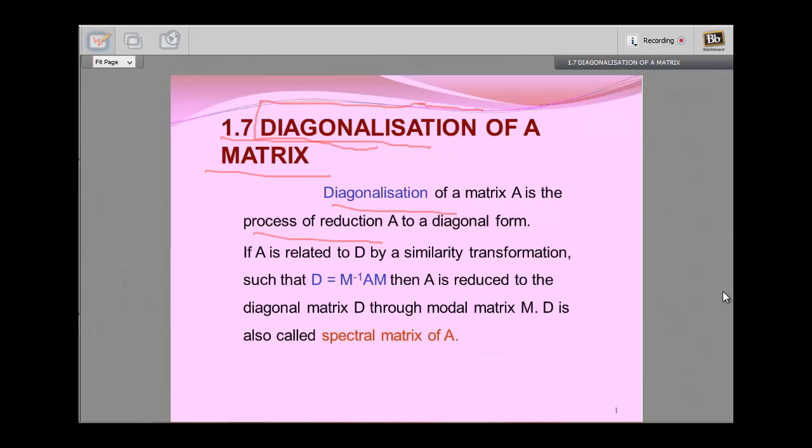If A is related to D by a similarity transformation such that D is equal to M inverse AM. In my face-to-face class, I wrote D equal to M inverse AM in a different form, so don't confuse the notation. The summary is the same. Here it is written as D is equal to M inverse AM. Then A is reduced to the diagonal matrix D through the model matrix M. D is called the spectral matrix of A.